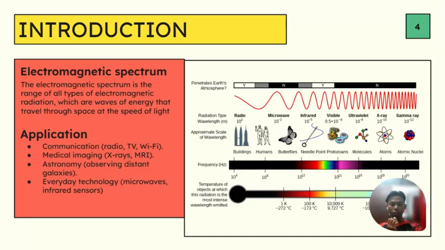For example, radio waves are widely used in communication systems such as radio, television, and Wi-Fi, while X-rays play a crucial role in medical imaging. In astronomy, scientists utilize different parts of the spectrum to observe distant galaxies, and in our daily life, technologies such as microwave and infrared sensors rely on electromagnetic wave to function. The study of electromagnetic model helps us to understand how these waves behave and how we can harness them for various applications.